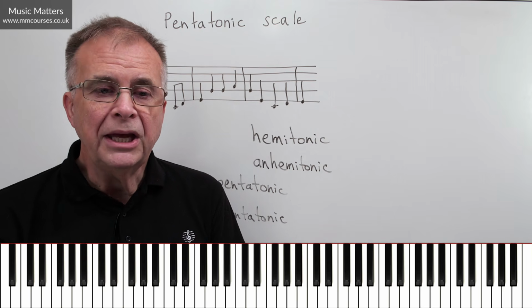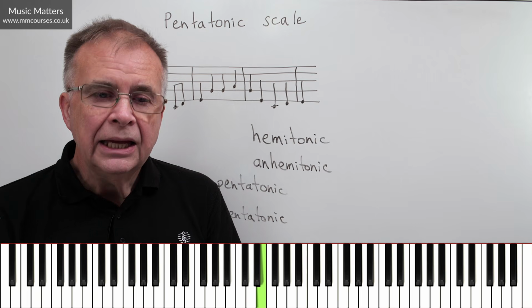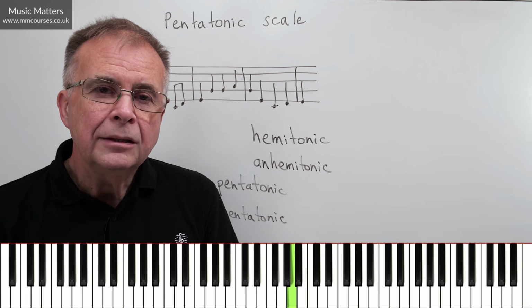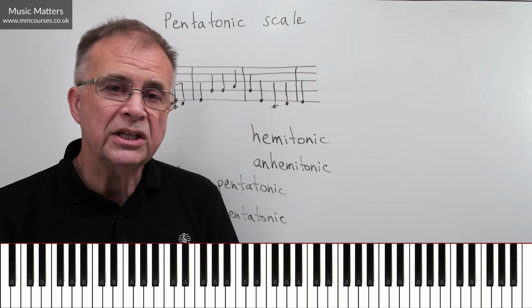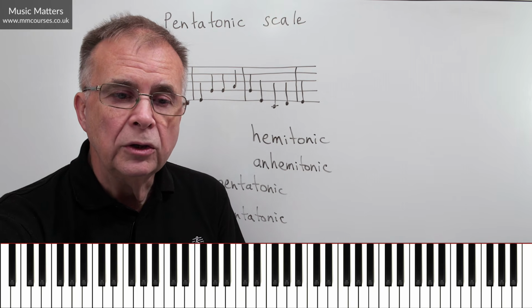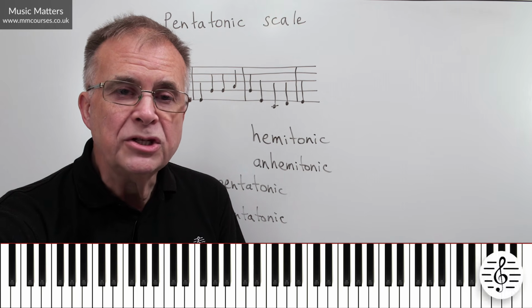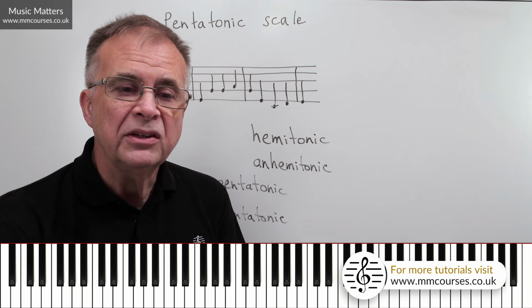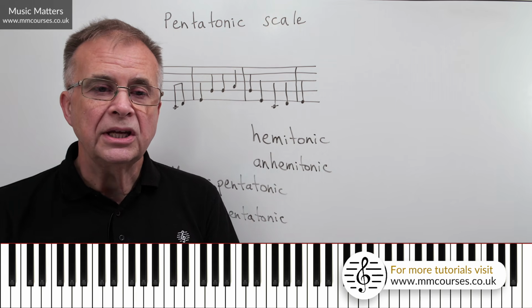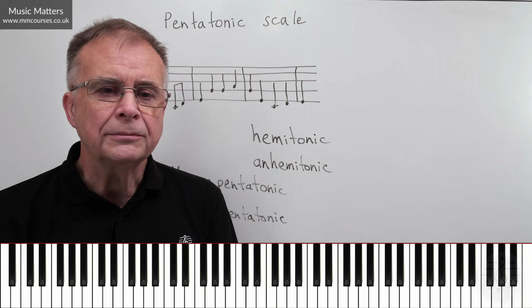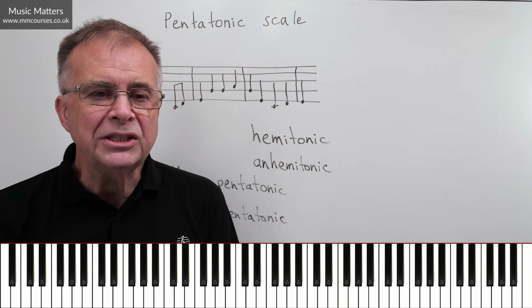If I was in D major, it would be D, E, F sharp, A, B. Okay, so that's a nice easy way of remembering what your major pentatonic scale is, just by thinking it's 1, 2, 3, 5, 6 of a major scale. That's a quick way of finding the notes.